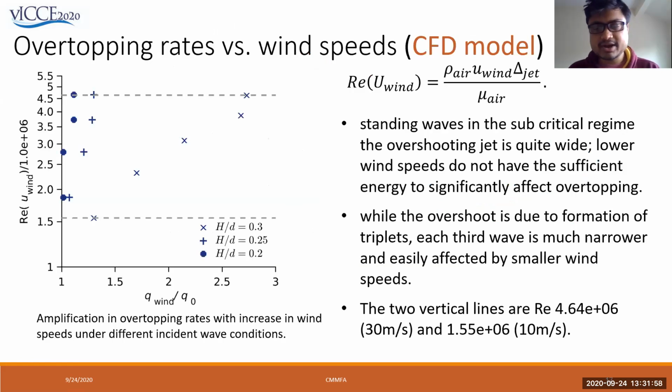These findings become very useful if we try to plot the factorial increase in the overtopping rates in the presence of wind over the normal windless condition over Reynolds number based on local wind speed and thickness of the overshooting jet at the instant of overtopping. Lower wind speed does not have sufficient kinetic energy to alter the overshooting jets, but when the overshooting jet is thin, that may be resulted due to the impulse type conditions, they can be very easily affected by low to moderate wind speeds.